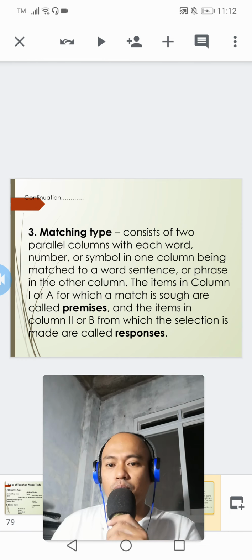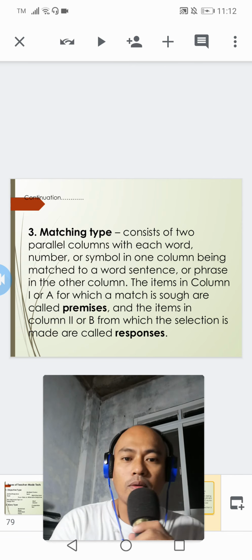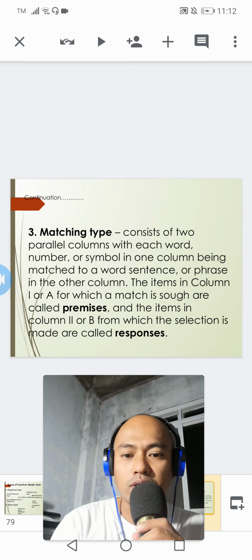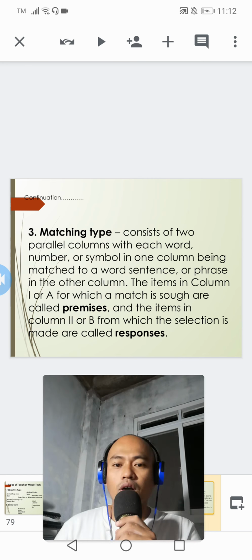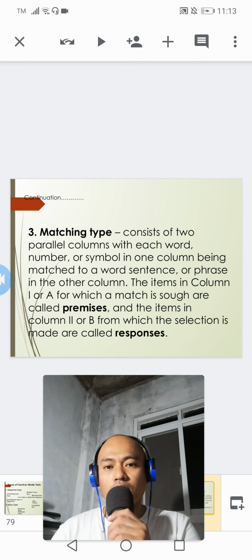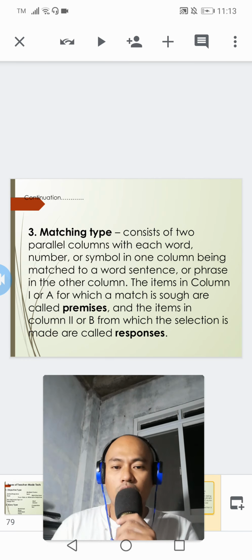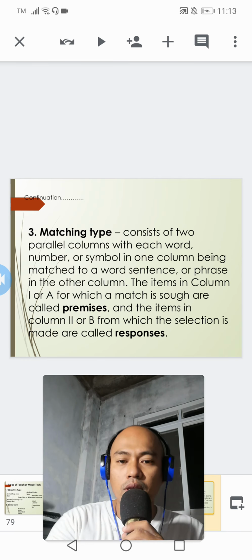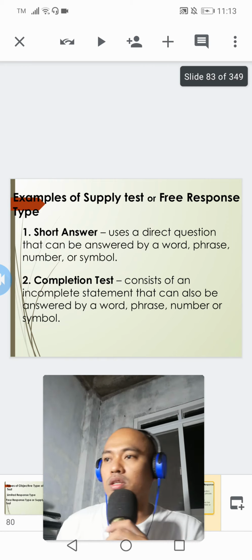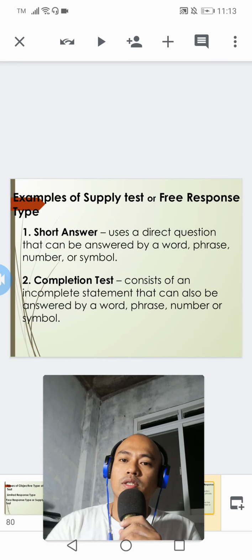So there are two parts of this matching type of test. We have the premises and the response. Premises is usually located in column A or column 1, while the responses or the choices are located in the column B or column 2. So that is matching type of test.